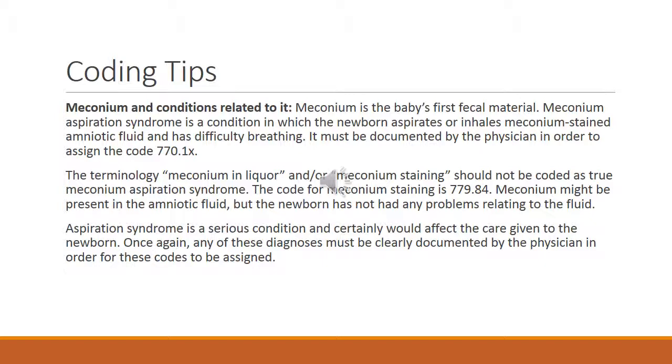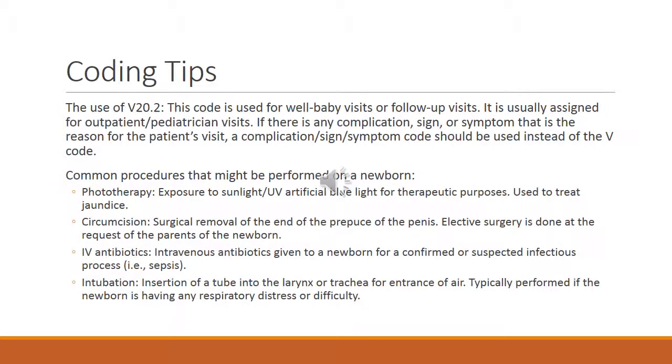The code for meconium staining is 779.84. Meconium might be present in the amniotic fluid, but the newborn has not had any problems relating to the fluid. Now, aspiration syndrome is a serious condition and generally could affect the care given to the newborn. Once again, any of these diagnoses must be clearly documented by the physician in order for these codes to be assigned.